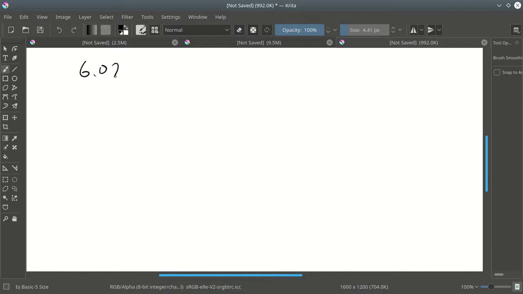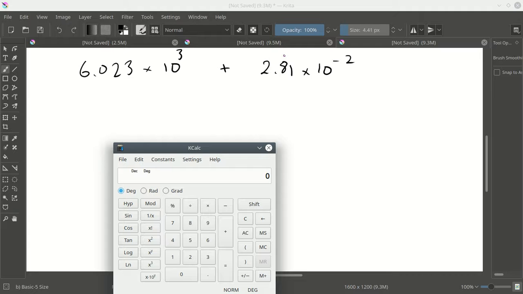Suppose you want to add these numbers using scientific notation and giving respect to the rules of significant figures. If you want to add these numbers and you do it on your calculator, you're going to get some answer that is hard to understand. Let me show you that answer. 6.023 scientific notation 3 plus 2.81 scientific notation 2 negative.